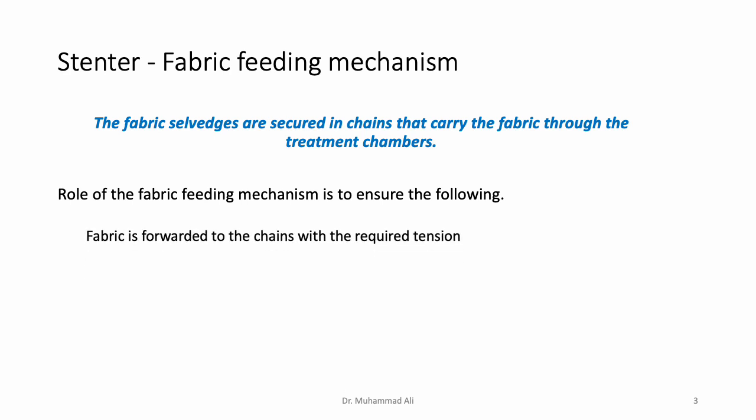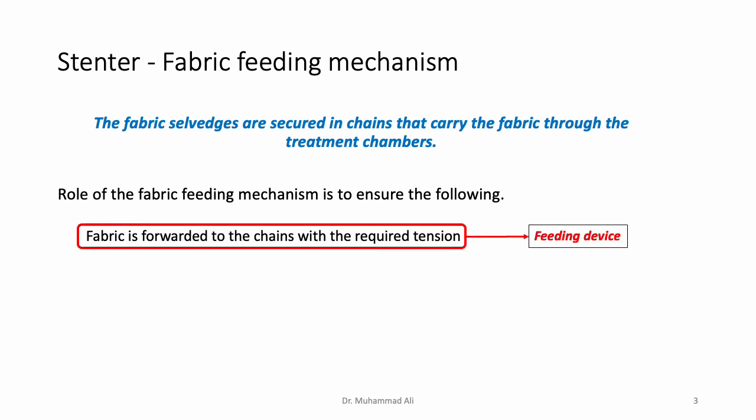Firstly, the feeding mechanism should be able to feed the fabric or forward the fabric to the Stenter chains with the required tension. So whether we want to excessively feed the fabric to the Stenter chains, that is, if we want to reduce the lengthwise tension, or if we want to feed less fabric, that is underfeeding, then the feeding device should be able to do that as well in a very controlled manner. So this action is controlled by the feeding device on the Stenter.